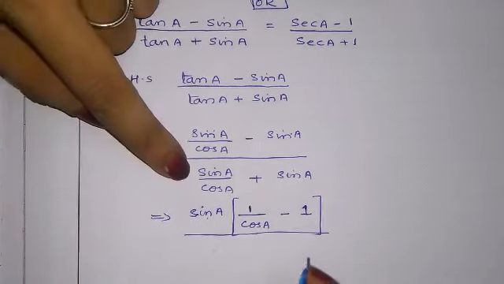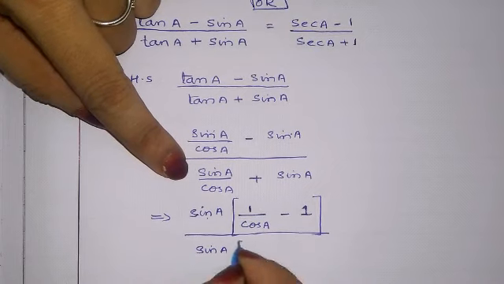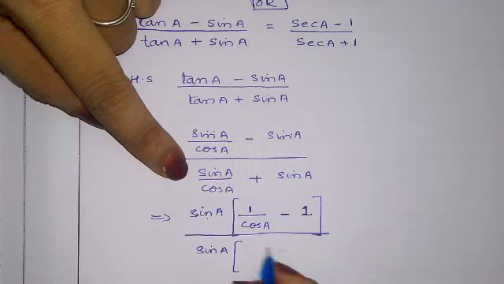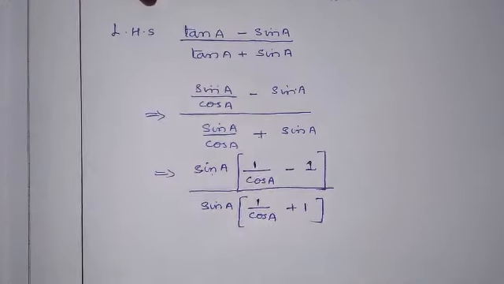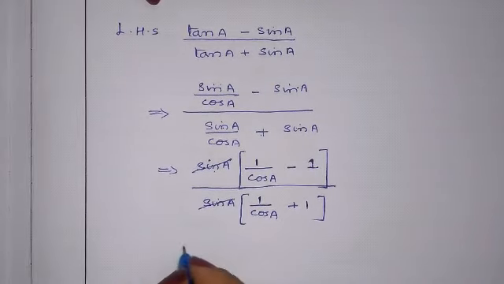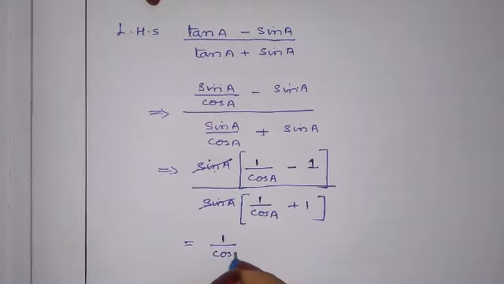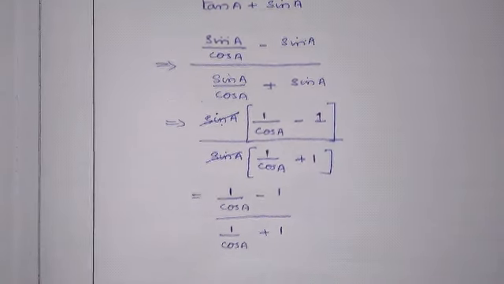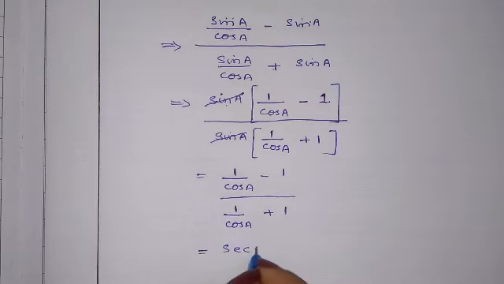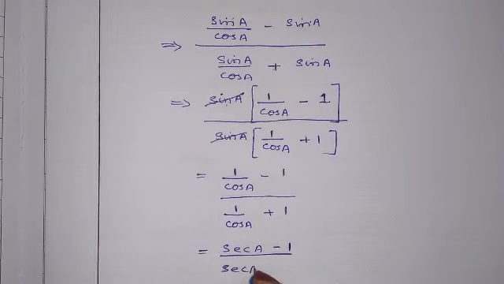Upon denominator also I will take sin A common. So I have taken sin A common, which means 1 upon cos A will be left out plus sin A, I have already taken common, 1. So here sin gets cancelled. What is left? 1 upon cos A minus 1 upon cos A plus 1 is left. So 1 upon cos means sec A minus 1 as it is, and 1 upon cos is nothing but sec A plus 1. Hence proved.